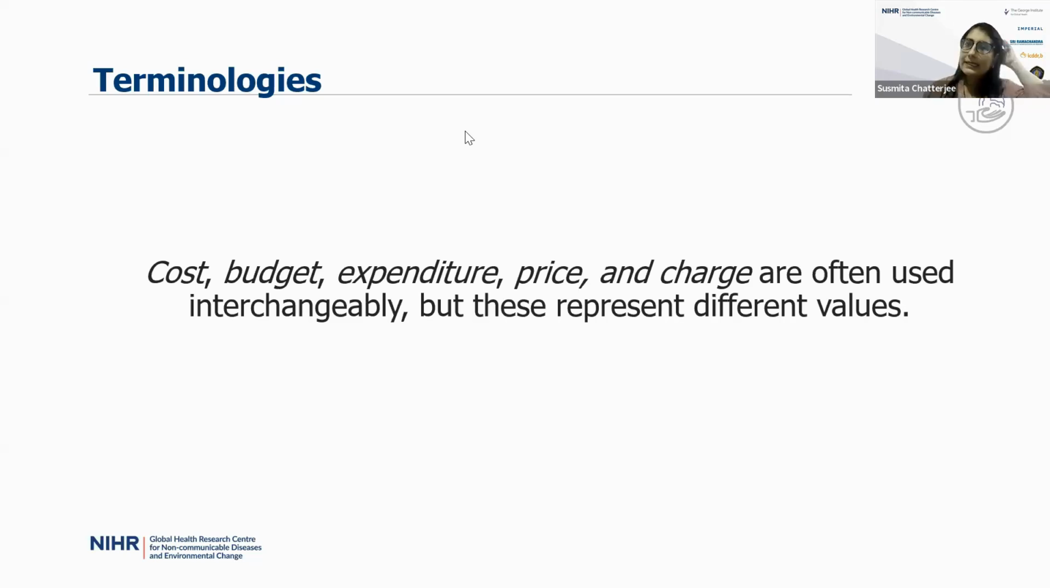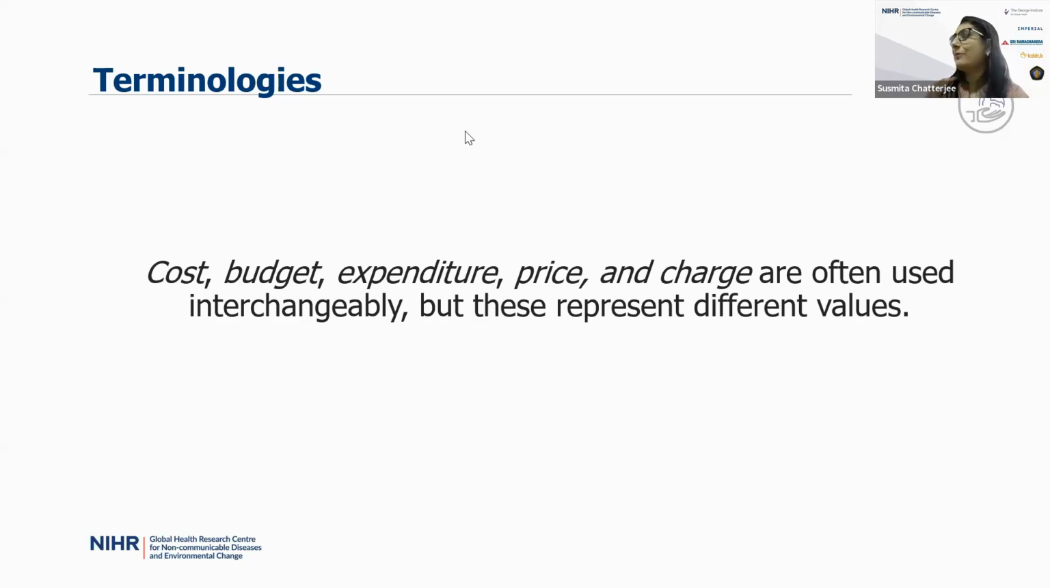So a costing study really requires the expenditure, not the budget. And I hope you understood the difference between budget and expenditure. So please use the terminologies correctly. Coming to charge, this is also something I have heard several times. When we talk about cost, people say, we have the bills.